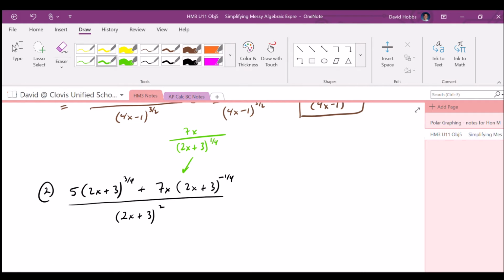Okay, so now if it helps you, you can rewrite it, and you could write that fraction right there. Or we can just realize what's going on, and we could multiply top and bottom to clear the complex fraction bit. Now to do that, I'd need to multiply top and bottom by 2x plus 3 quantity to the 1/4.